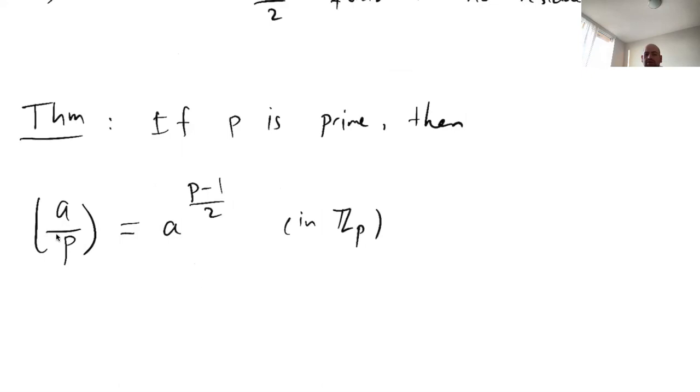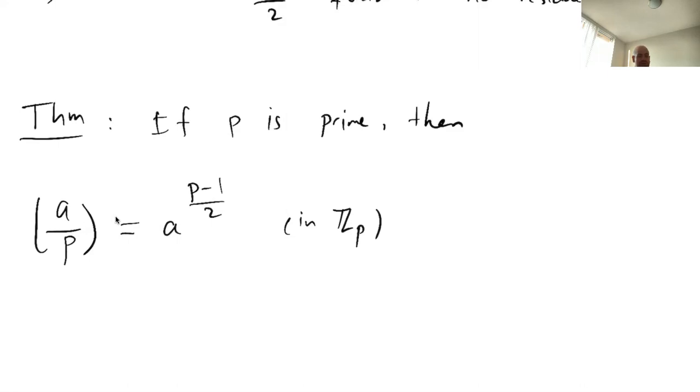A over p, the Legendre symbol, if you remember, we said it's just a symbol, just a notation in number theory. How is it defined? It's defined to be 1 if a is a quadratic residue, and it's defined to be minus 1 if a is a quadratic non-residue. And we are saying that this is equal to a to the power (p minus 1) over 2.